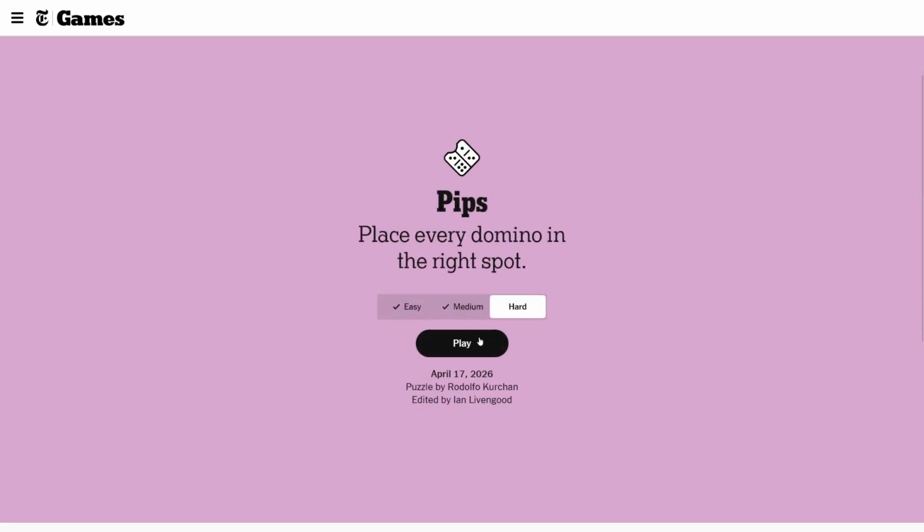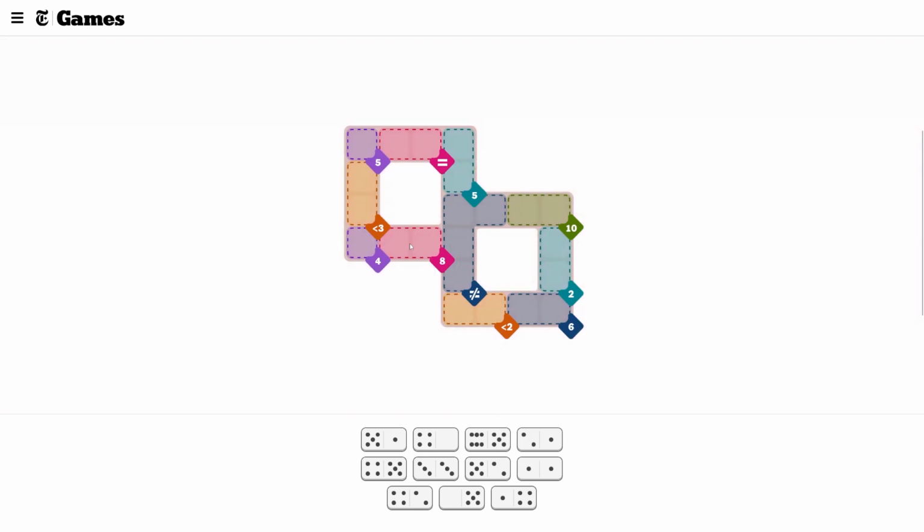Let's take a look at the hard. Okay, we have like a double ring thing here. 4 size inequivalence region.